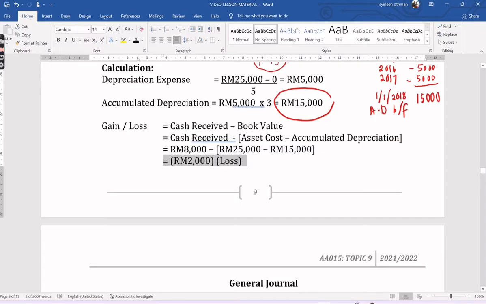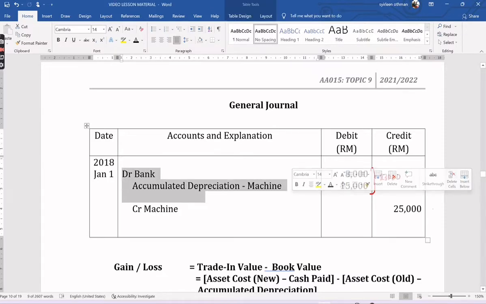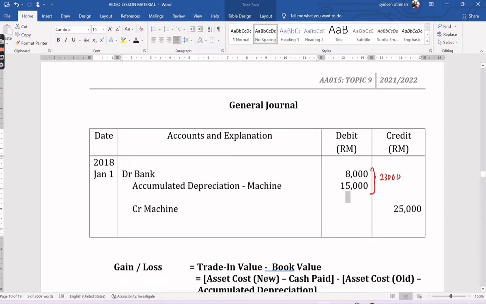But even without the calculations, once I have recorded all the journals here, I can see that my debit side is not sufficient to top up to the total of 25,000. That means I need to add another 2,000 here. Since the 2,000 is on the debit side, it is considered an expense, that is actually your loss on disposal.